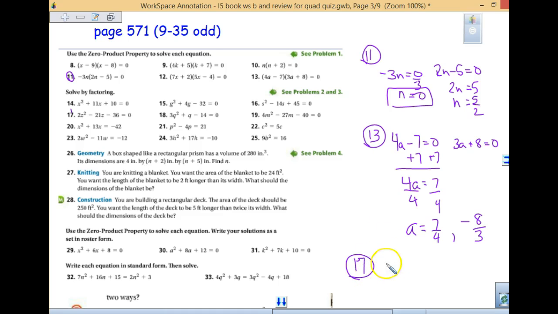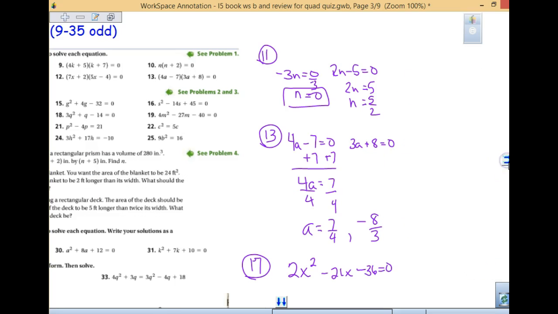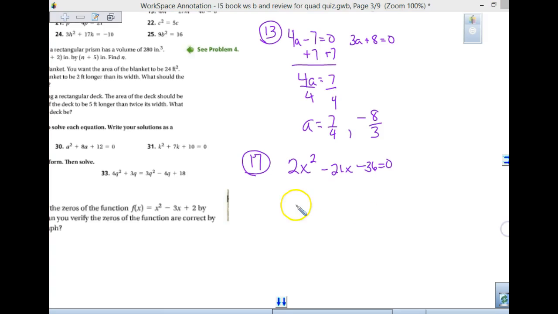17? Okay, so 17. I'm going to use x instead of z, just because my z's sometimes look like 2's. So 2x squared minus 21x minus 36 equals 0. First step in solving this is I want to try and use my AC method. AC means I'm taking 2 times negative 36, which equals negative 72.